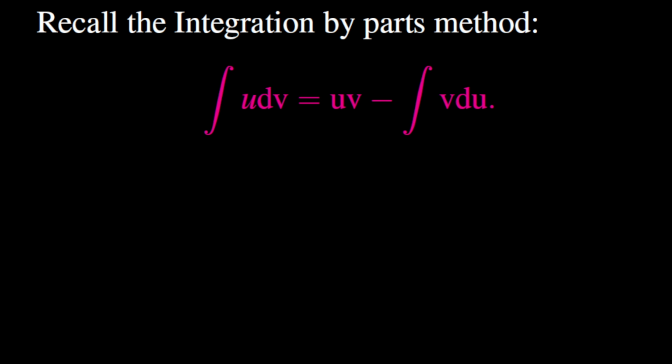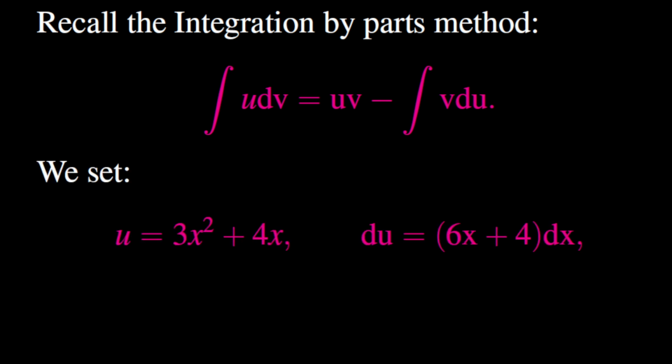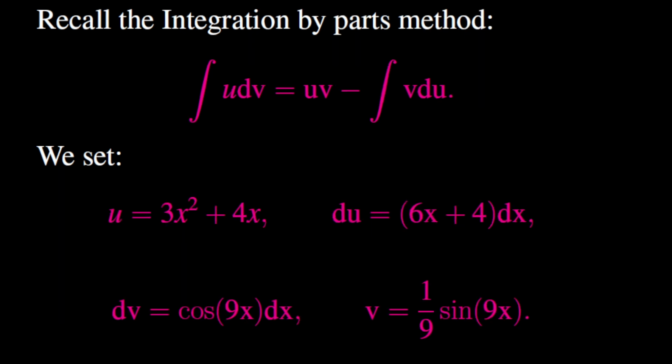Let us briefly review the method of integration by parts. We know that the integral of u dv is equal to u times v, minus the integral of v du. In sum, we set u equal to 3x squared plus 4x, so du equals 6x plus 4 dx, and dv equals cosine of 9x dx, and v equals 1 over 9 times sine of 9x.